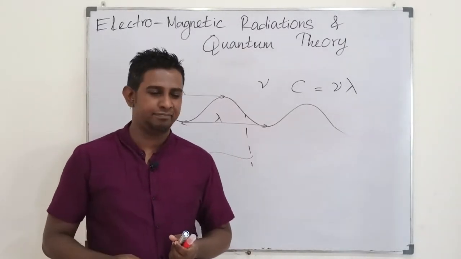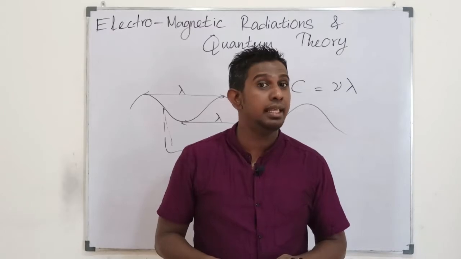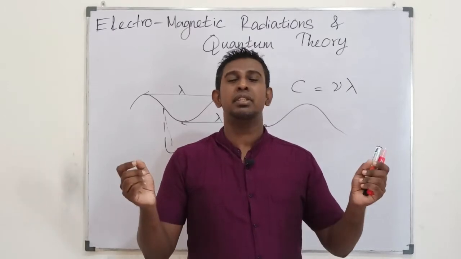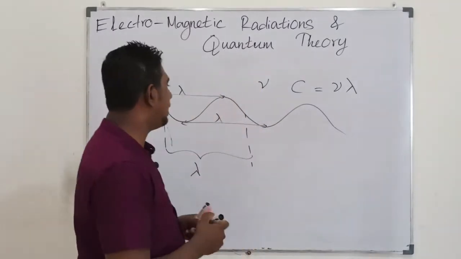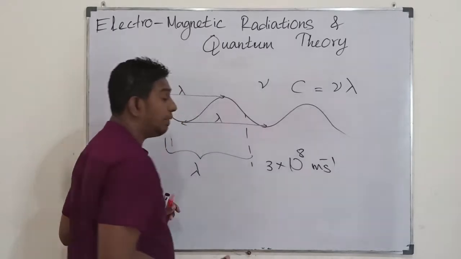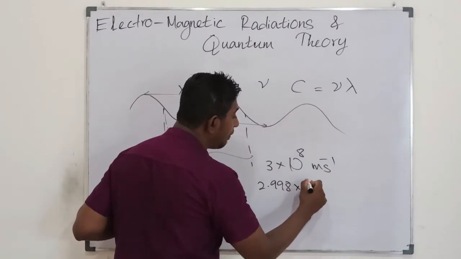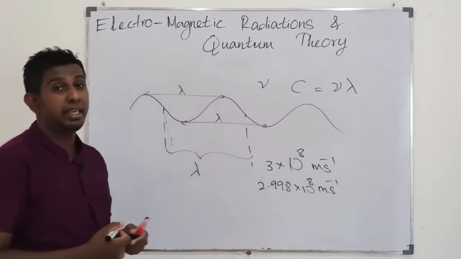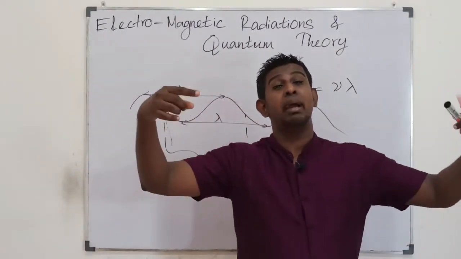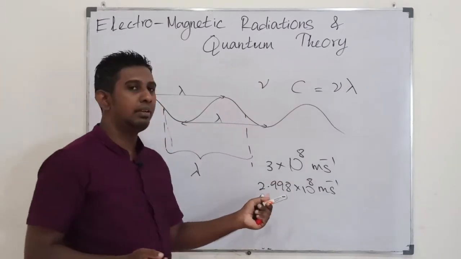Students, let me reveal this. All the electromagnetic waves have the same velocity in the vacuum or in space. It's 3 into 10 to the power 8 meters per second, what roughly we say. But its real value is 2.998 into 10 to the power 8 meters per second. That is the speed of electromagnetic waves, all the electromagnetic waves in space, when you have no medium, in vacuum.